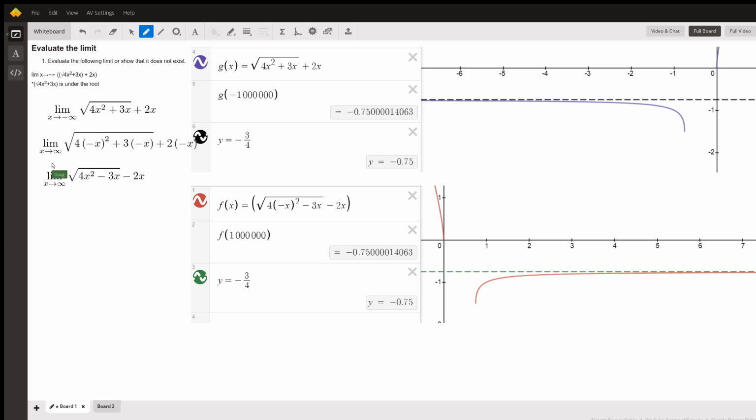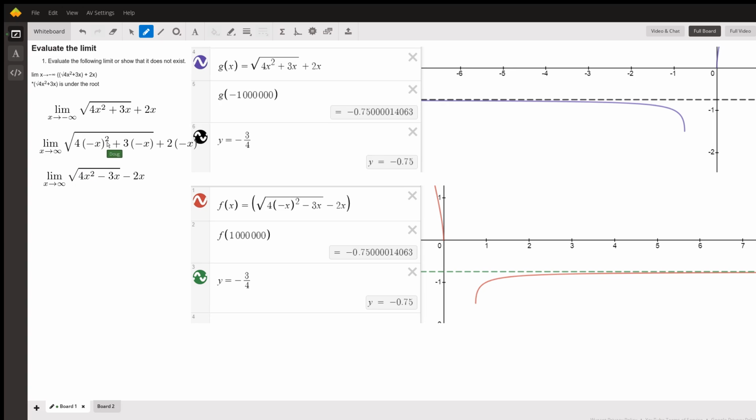Now, when you're working with limits as x approaches negative infinity, what's frequently easier is to take the limit as x approaches infinity, and then wherever there's an x in the original function, replace it with a negative x. The result is the same as x approaches infinity for the new function as it is as x approaches negative infinity for the original function.